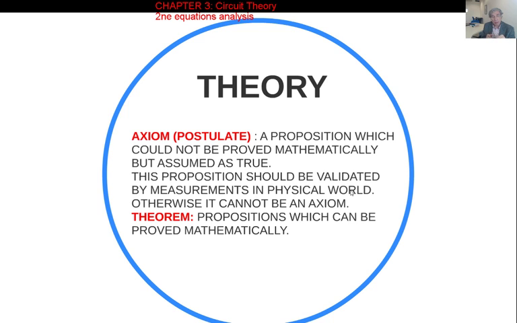So what is a theorem? Propositions which can be proved mathematically. These axioms cannot be proved mathematically. The number of axioms is limited. Normally there would be a few axioms in a theory, not 100 or 200. And there could be many theorems, but these theorems should be proved mathematically by using these postulates or axioms, or already proved theorems.